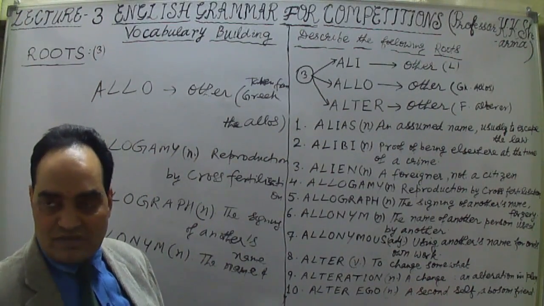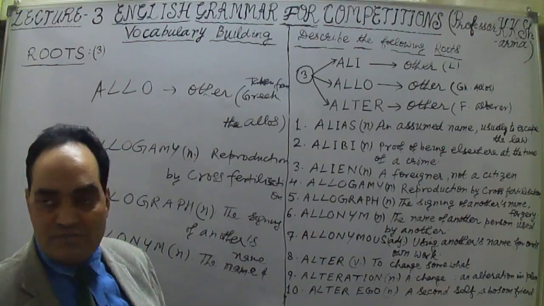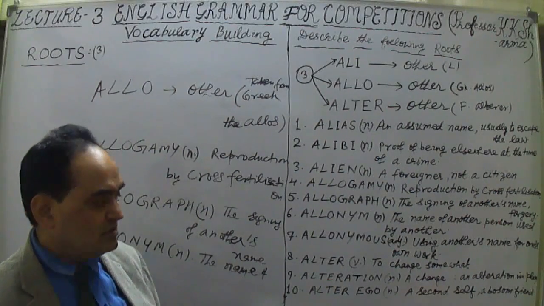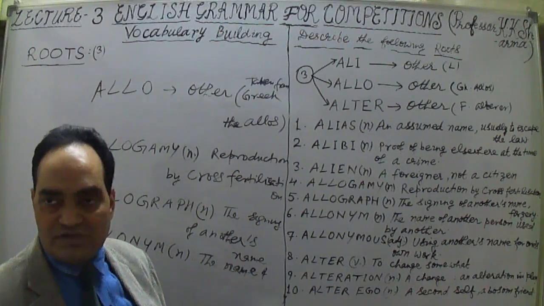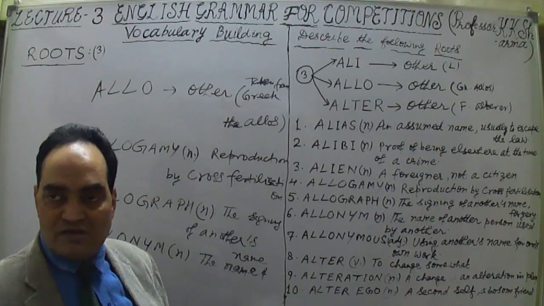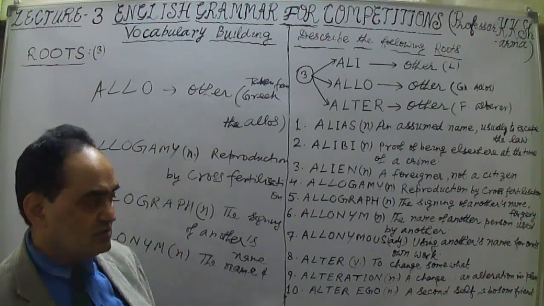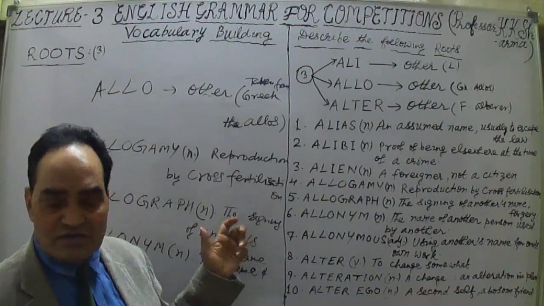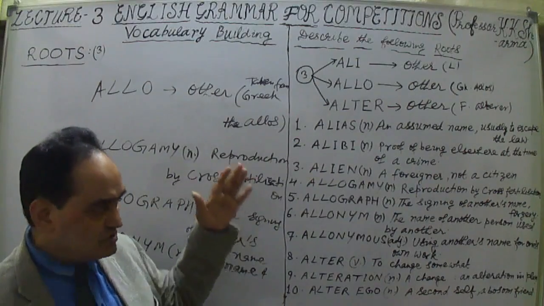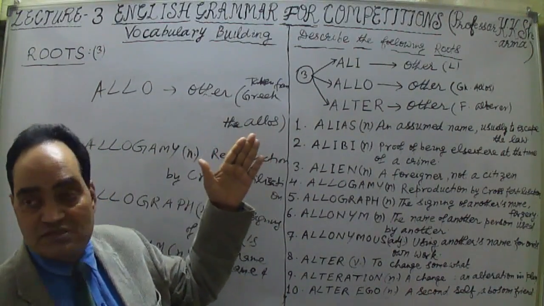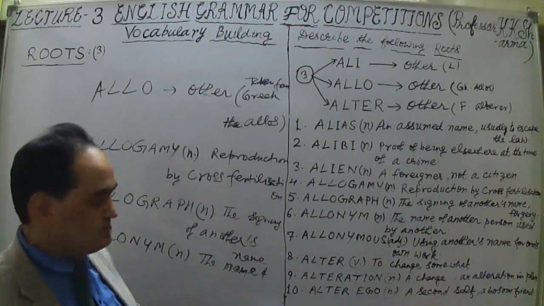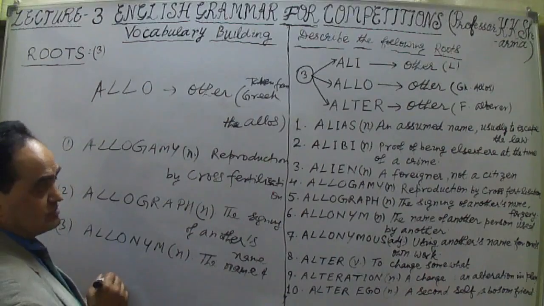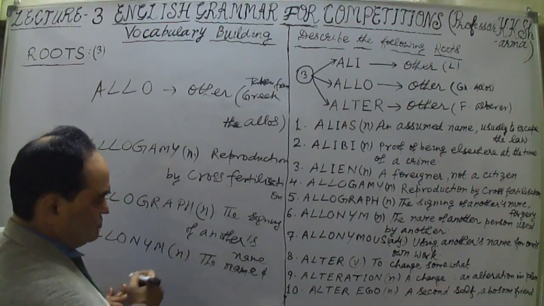If I take another person's name and commit a crime in that other person's name, the crime is done by me or by another person, but I have taken another person's name. So that means this is a crime. All these words are legal, related to the law. For lawyers, this root is very important. They can understand the basic meaning of this allo word. Alter means alter ego.